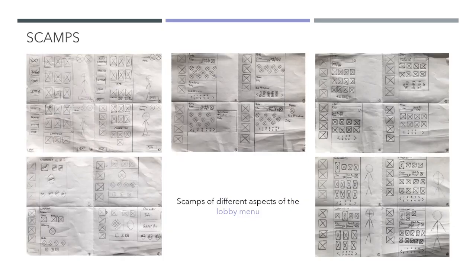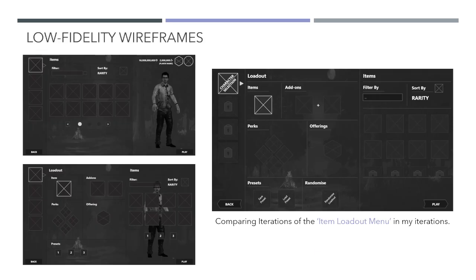And then here's a brief look at my scamps. Now I tried to look at different UI examples or UX examples and try and iterate on all of them so I could go into my low fidelity with the most examples I can, to get the best ideas and concepts in there, which leads me into low fidelity.